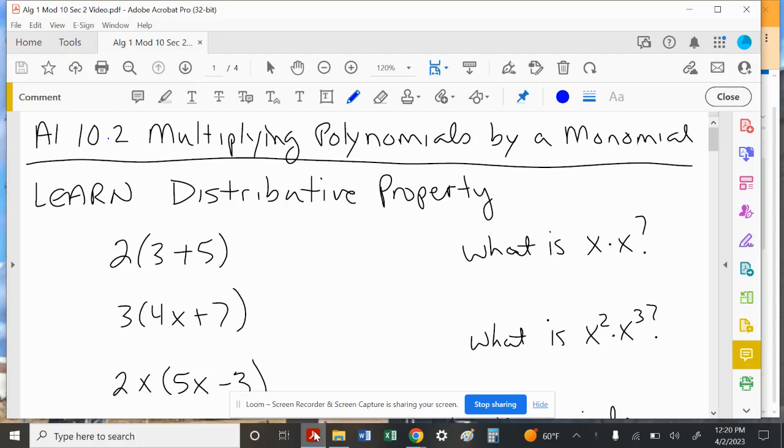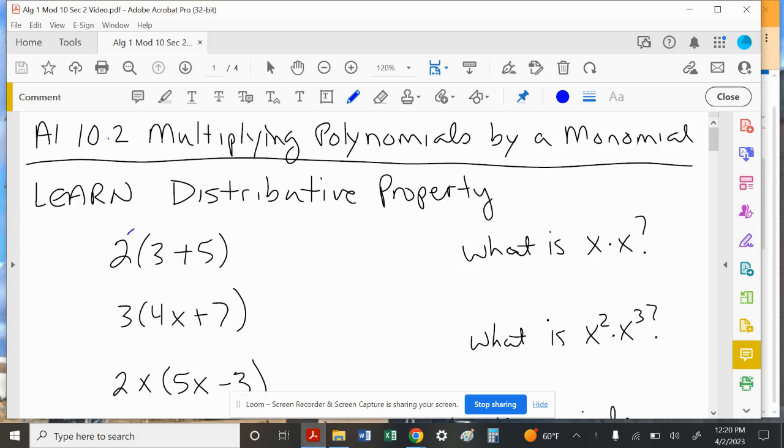Let's move into section 10.2, multiplying polynomials by a monomial. We're going to go back and relearn the distributive property. I gave you a couple of examples that you've already seen, and then some stuff from module 8 that we've gone over that I just want to remind you of, because this is going to be part of what we're going to be doing.